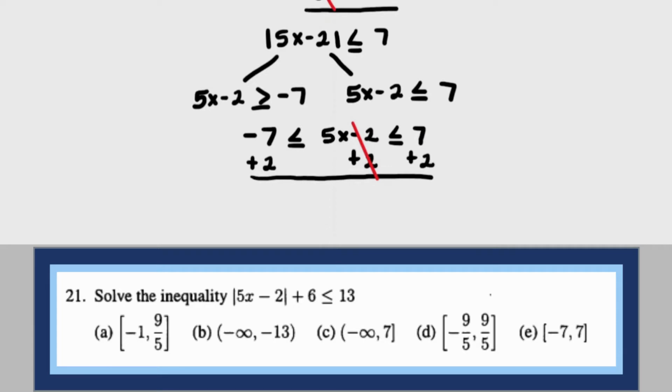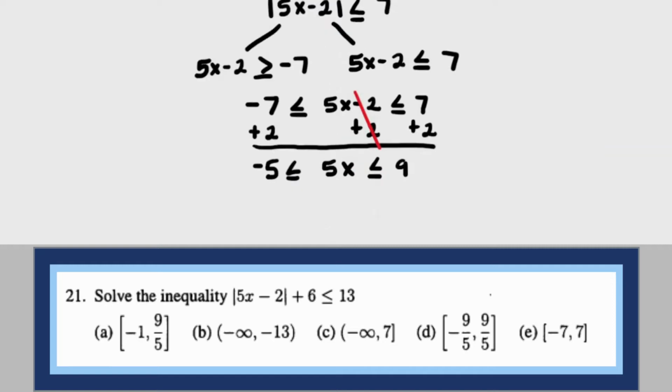And it'll leave us with negative 7 plus 2, which is negative 5, less than or equal to 5x, and then less than or equal to 7 plus 2, which is 9. So the next thing we have to do is, because there's a 5 in front of the x, we're just going to divide everything by 5. So we're going to divide by 5 here, by 5 here, and by 5 here.